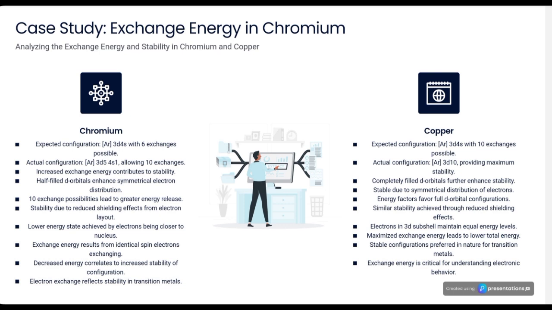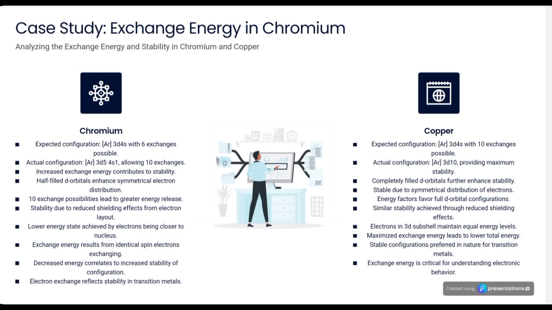However, the actual configuration of copper shows 3d10, completely filling the d subshell. It is fully filled with pairs of electrons: 5 pairs, having 10 electrons in total, providing maximum stability in the element.